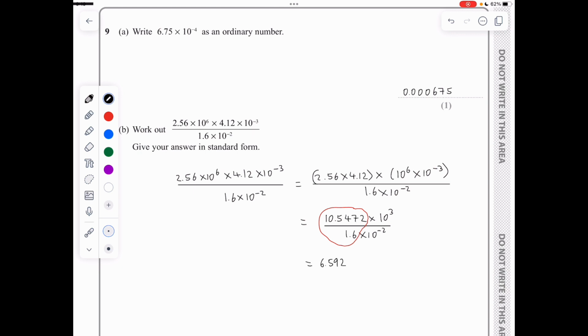And if I do 10 to the 3 divided by 10 to the negative 2, I will be subtracting the indices because it's division with a common base. So 3 minus negative 2 is 5. So this will be 6.592 times 10 to the 5, which is in standard form.